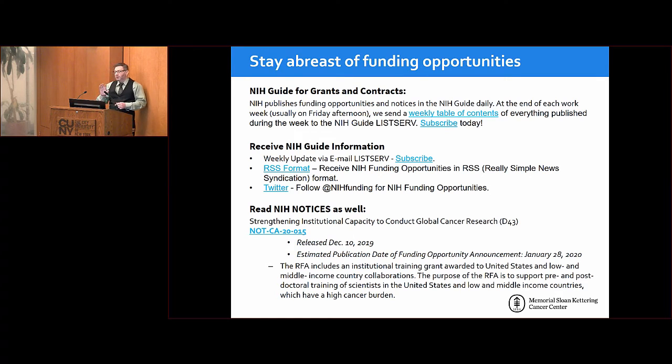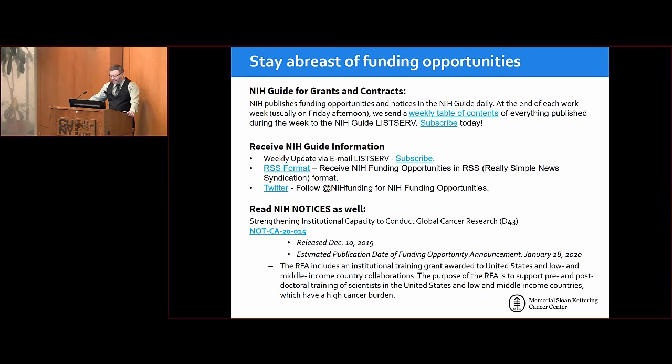There's also an entire database to search for funding opportunities based on keywords, based on the mechanism, based on deadline dates, so that you can start afresh and take a look at any that you've missed. But I definitely highly recommend subscribing to the NIH guide. There's also other ways to receive the guide, which is in the middle section of the slide.